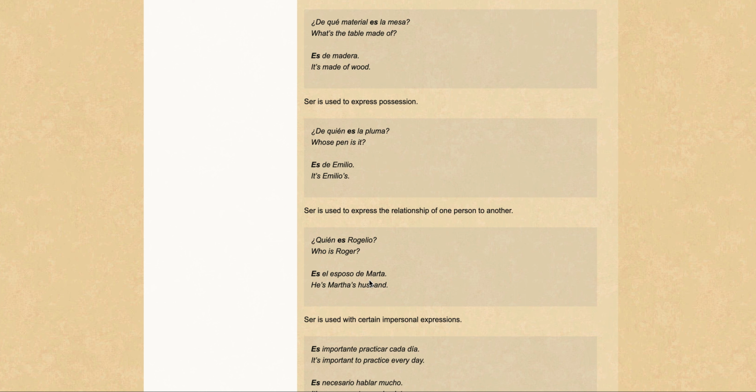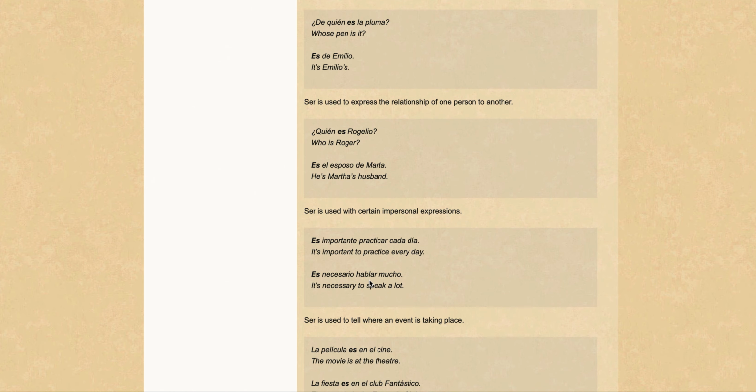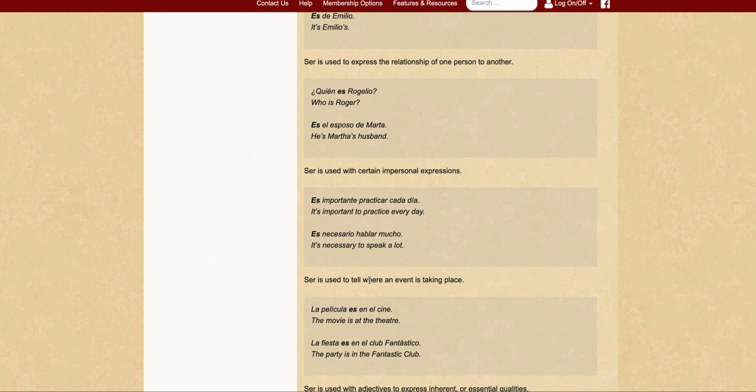Ser is also used to express the relationship of one person to another. So, ¿quién es Rogelio? Who is Roger? Es el esposo de Marta. He is Marta's husband. Ser is used with certain impersonal expressions. So, es importante practicar cada día. It's important to practice every day. Es necesario hablar mucho. It's necessary to speak a lot.